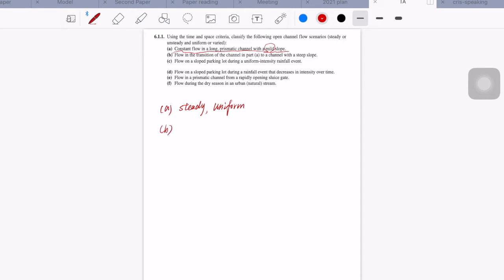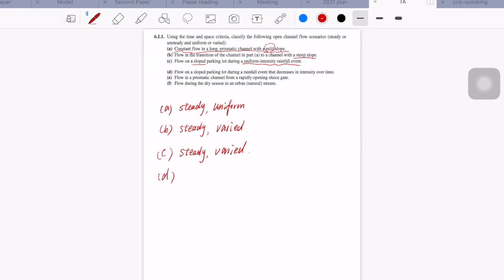For B, a flow in the transition of the channel in part A to a channel with a steep slope. So the flow should be a steady, varied flow. For C, the flow on a sloped parking lot during a uniform intensity rainfall event. So this should be the steady, varied flow.